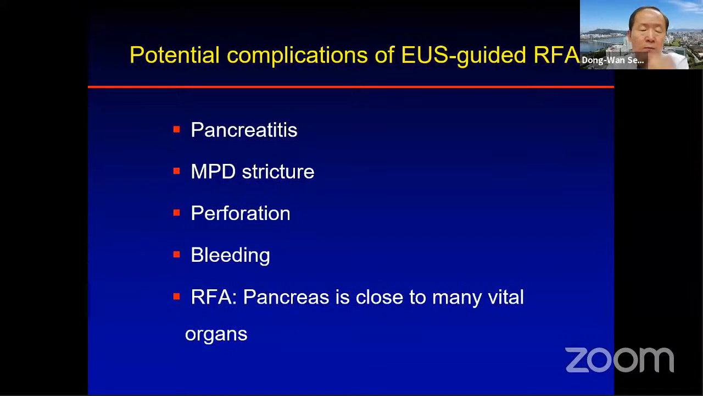These are potential complications after EUS-guided RFA of pancreatic cancer: pancreatitis, MPD stricture, perforation, or bleeding. When we are trying RFA of pancreatic tumor, we should remember that the pancreas is very close to many vital organs.